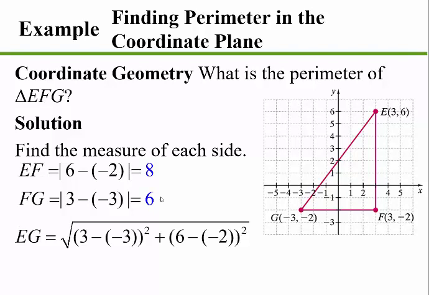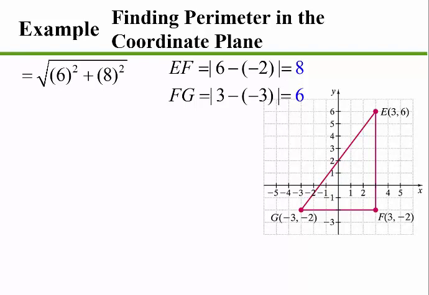Then we're going to have to use the distance formula to find the length of EG. So you're going to take the x values, 3 minus negative 3, and square it. So that becomes 3 plus 3, which is 6 squared. And then 6 minus negative 2 becomes 6 plus 2, or 8. So you're going to get the square root of 6 squared plus 8 squared, that's 36 plus 64. The square root of 100 is 10.